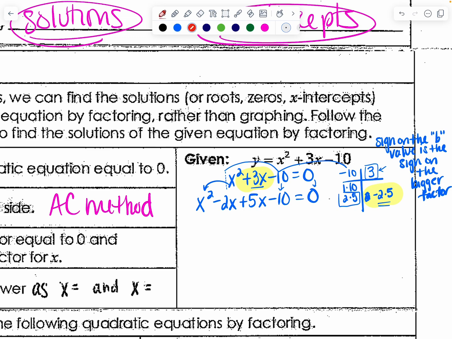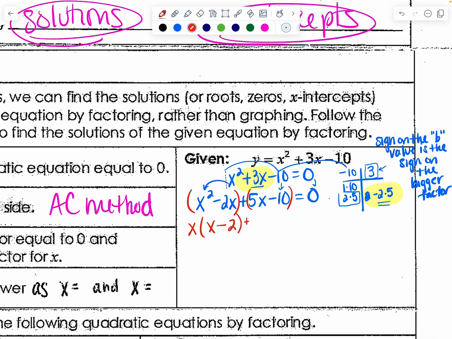This first one I'm going to do by grouping. So I group these two together, I group these two together. The first two terms, I have an x in common. So that leaves me with x minus 2. I bring down my plus sign. Between 5x and 10, I can factor out a 5. So that leaves me with x minus 2. You should have where your two sets of parentheses are the exact same. So that's one of our answers: x minus 2, and then the leftovers, x plus 5.